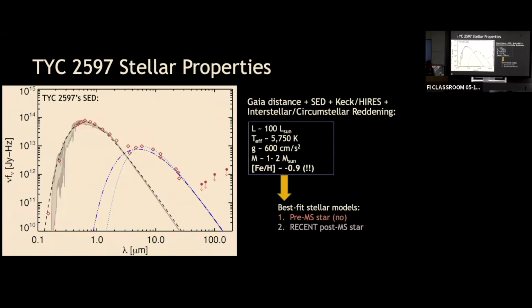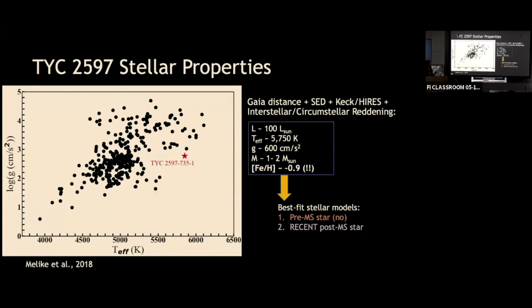So when we fit our stellar models to this, two kinds of stars seem to fit best to the spectra of the star: either a pre-main sequence star, which it might not be, or a recent post-main sequence star. So if we go that route and we compare TYC 2597 to other stars in this evolutionary stage, say comparing its surface gravity to the temperature, it appears mostly in line with the populations here, but still a little bit off. So what could cause that?